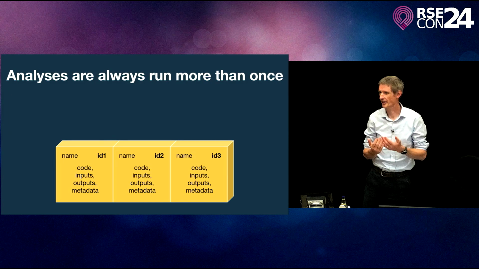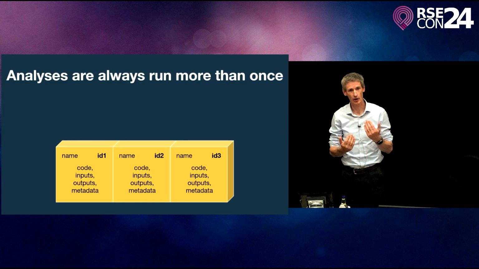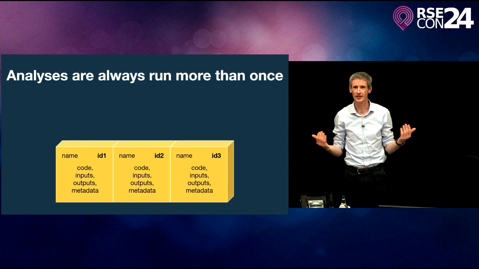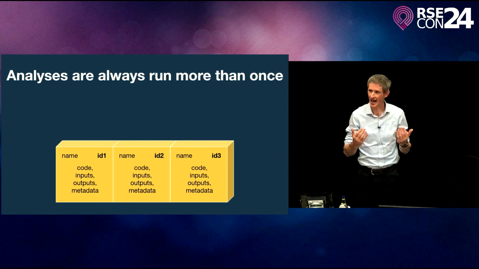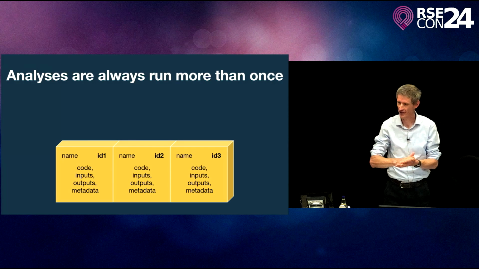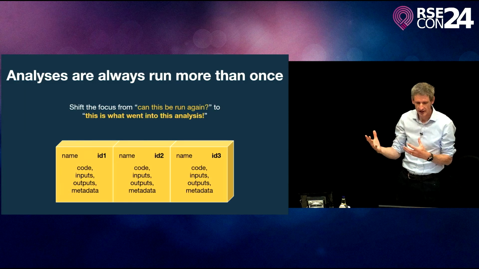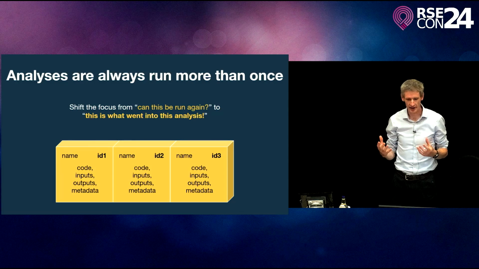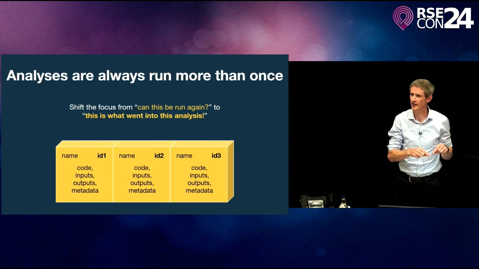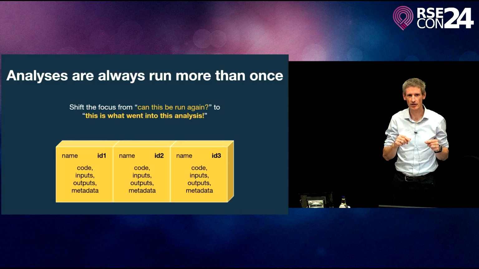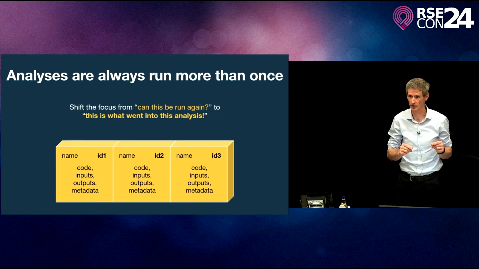You know, was it that my data coming in was different? Was it the code I wrote was different? Was something about the environment different? And you can just build tooling against that later on, rather than saying every time I run this will be identical. So we're shifting this focus from can this be run again to this is what actually went in. And researchers find this a much easier concept to buy in. And technically, this is an awful lot easier to implement.